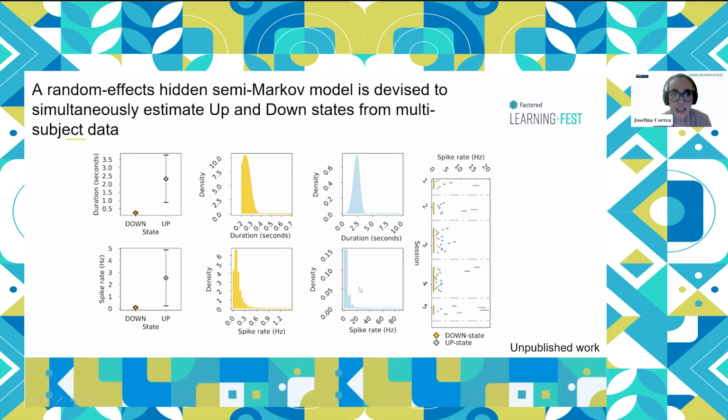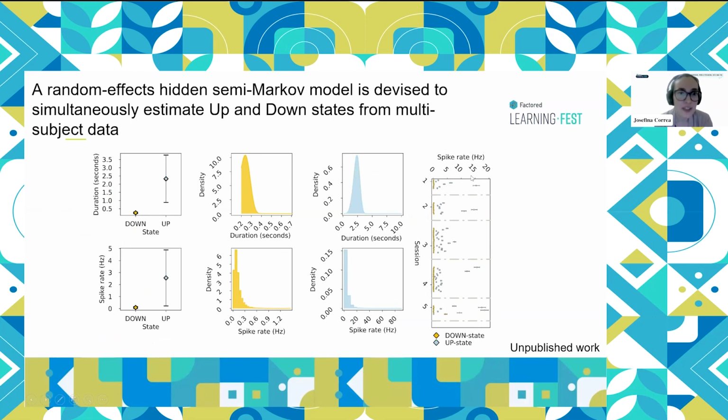A second advantage is that we can also get uncertainty quantification on the state duration and on the rate. So for example, since I assumed that the state durations had different distributions, we can look at the estimated posterior distributions of the state duration and also get confidence intervals through Monte Carlo.